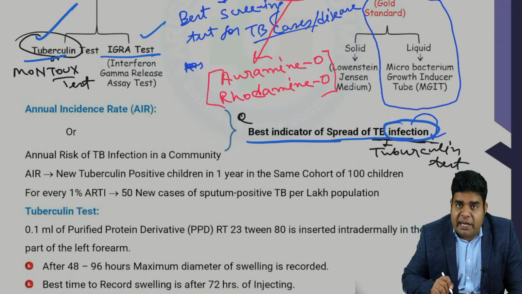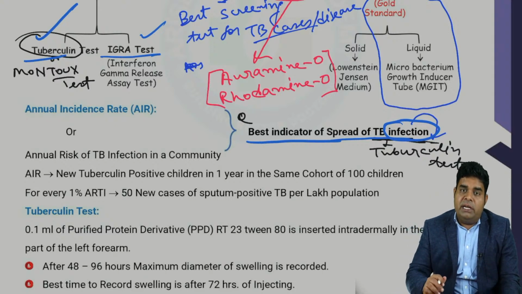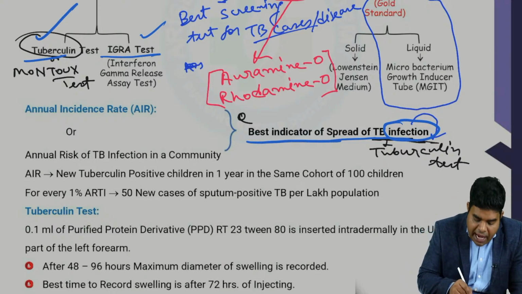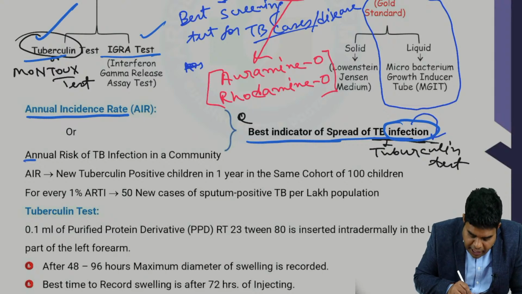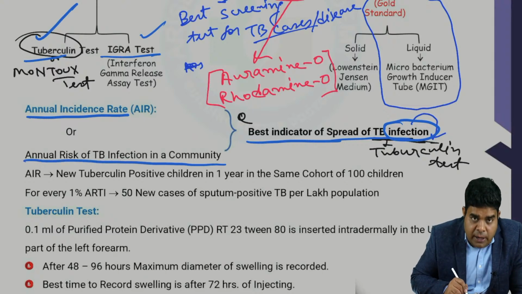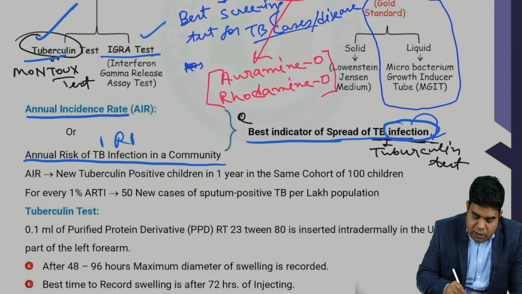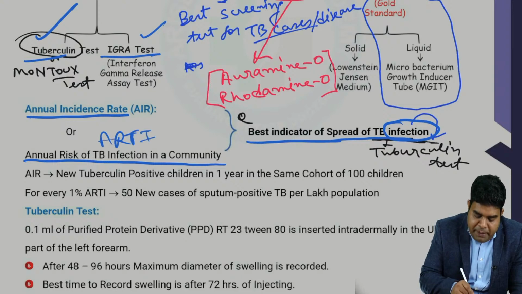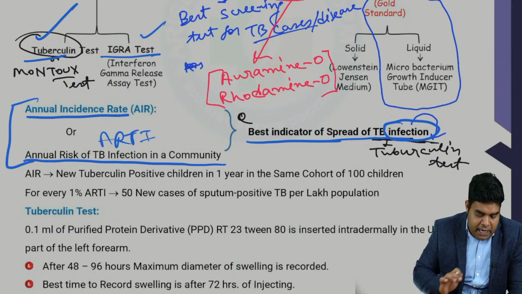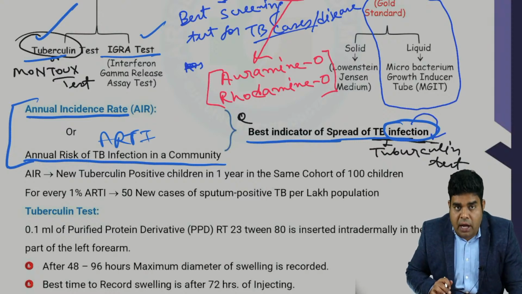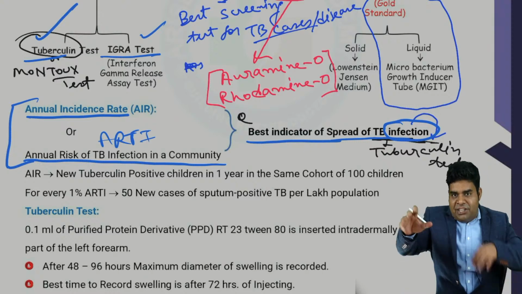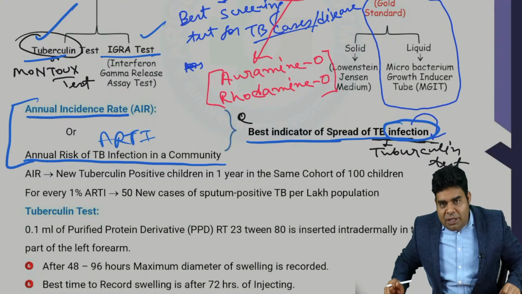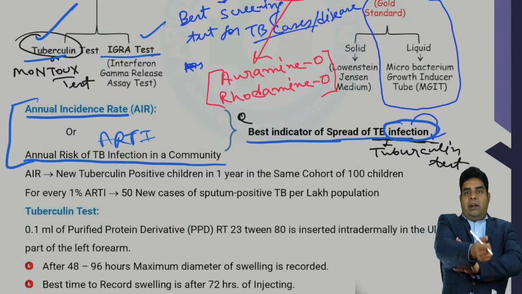So what is the best indicator of spread of TB? We detect it by the tuberculin test, and this indicator is known as the annual risk of TB infection, ARTI. This will tell us best whether TB is spreading in our country rapidly or not. And how do we do it? We catch any 100 random children, and do the tuberculin test in those 100 children.